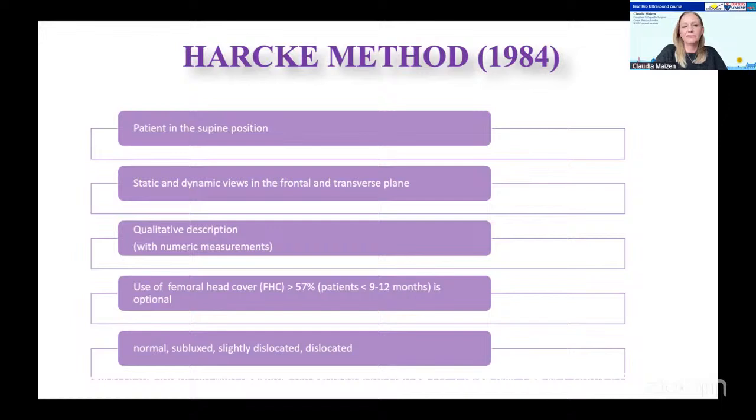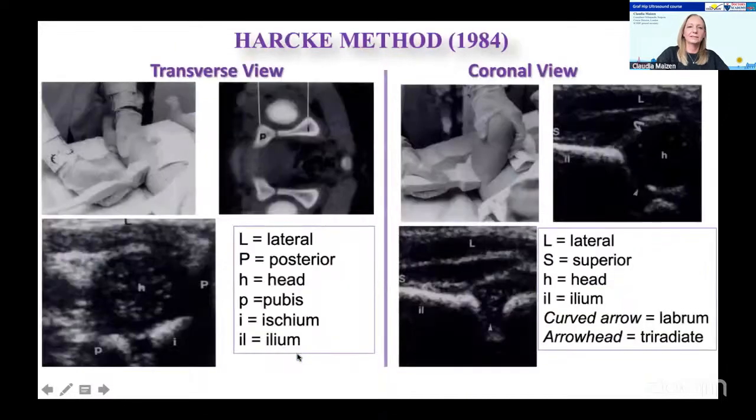Both the femoral head coverage or also alpha angle measurements can be used. And for femoral head coverage, it is considered normal if the coverage is more than 57% in patients under the age of 9 to 12 months. The differentiation in this method is normal, subluxed, slightly dislocated, or dislocated.